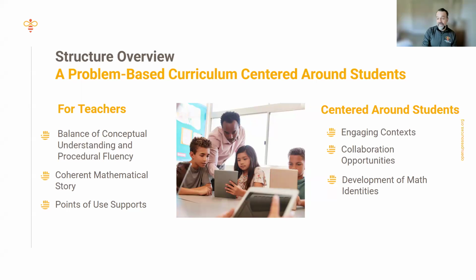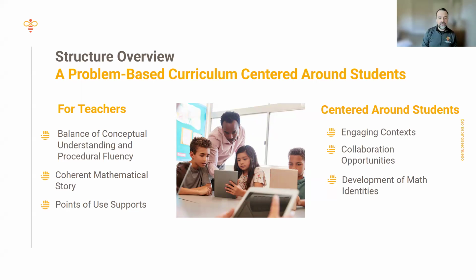It is all problem-based and centered around students. Students are going to kick things off by doing math and keep doing math. This is definitely not a curriculum where you as the teacher are the holder of all the knowledge. You're really going to help facilitate your students' learning.